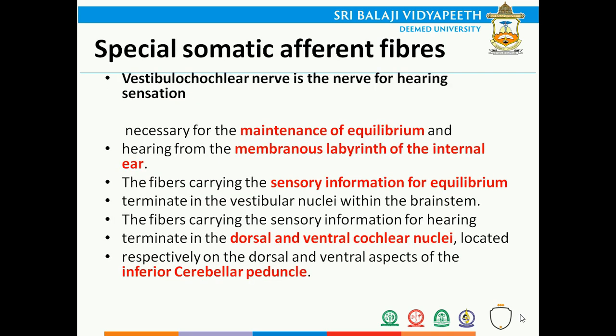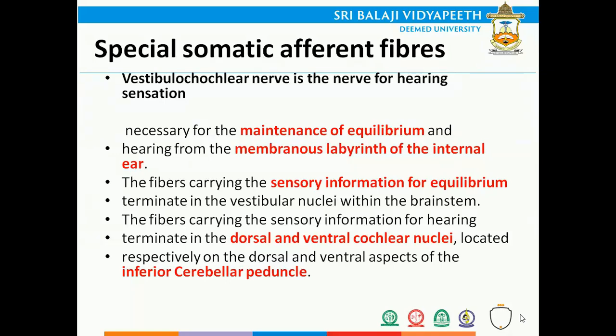Let's talk about the special somatic afferent fibers of the vestibulocochlear nerve. The vestibulocochlear is a nerve which is responsible for hearing, and it is necessary not only for hearing but for the maintenance of equilibrium. So whenever there is a disturbance to this nerve, the patient also complains of loss of equilibrium, giddiness, and posture sense, a kind of dizzy feeling that always appears when there is a loss of maintenance of equilibrium. It is responsible for both the equilibrium and the hearing sensation.